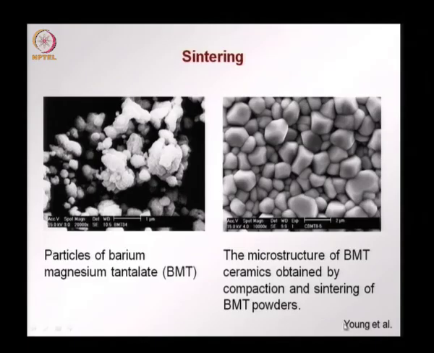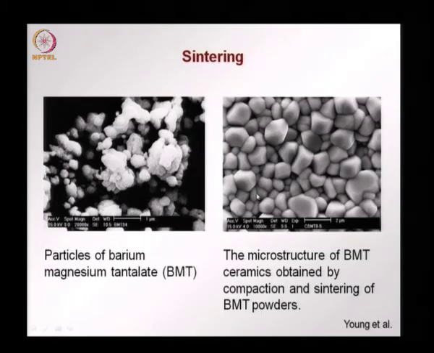This is an example from Young, where we see particles of barium magnesium tantalate, BMT, sintering and forming a compact structure of particles as seen here. These are particles of BMT with temperature and pressure. A compact structure forms in this BMT ceramic after compaction and sintering.